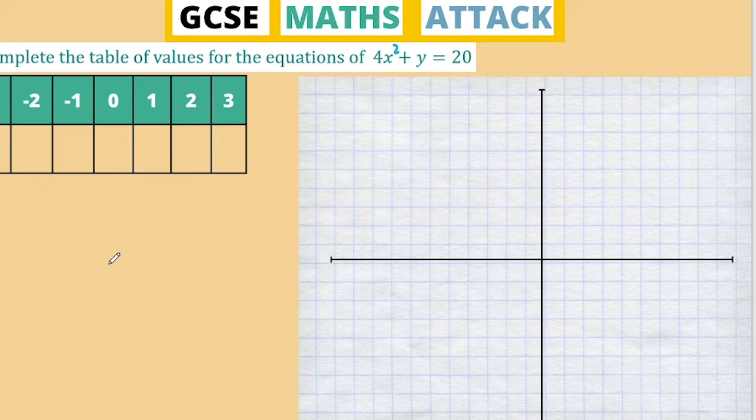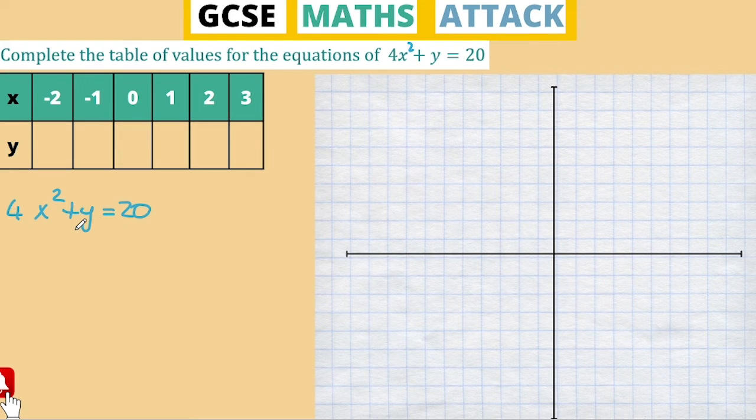So pause the video and have a go. So as we can see, we've been given 4x squared plus y equals 20, and we've been asked to complete the table of values. Now the first thing I need to do is remove this 4x squared so that I can make the equation of this quadratic graph in terms of y.